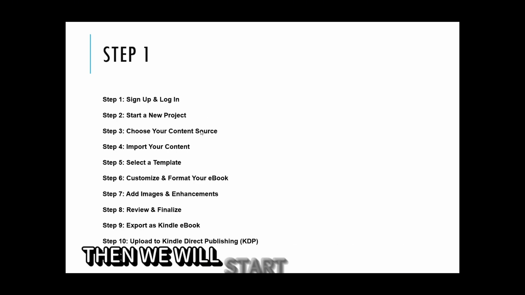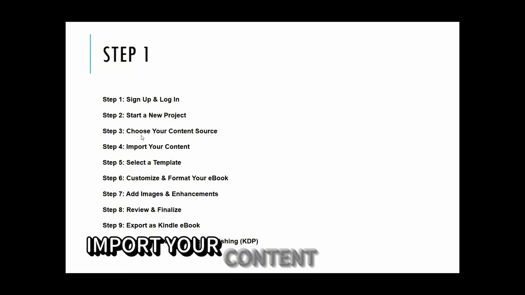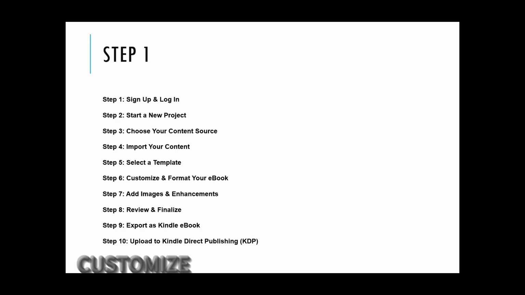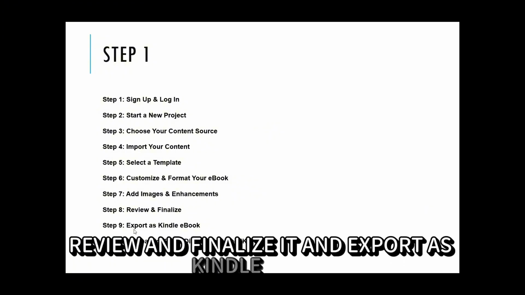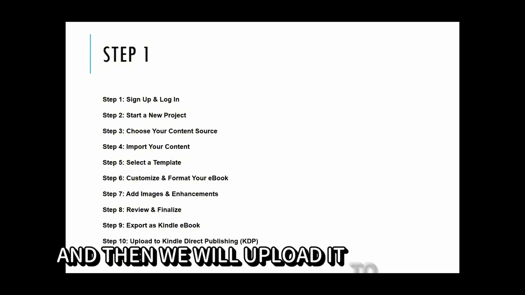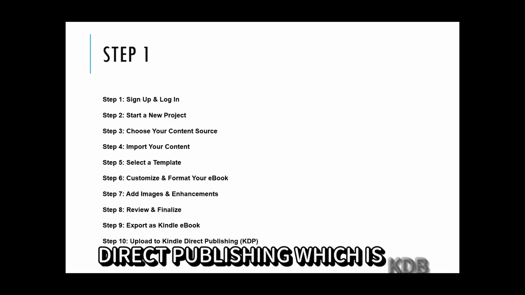Then we will start a new project, then choose your content source, import your content, select the template, customize and format your ebook, add images and enhancements, review and finalize it, and export as Kindle ebook. And then we will upload it to Kindle Direct Publishing, which is KDP.